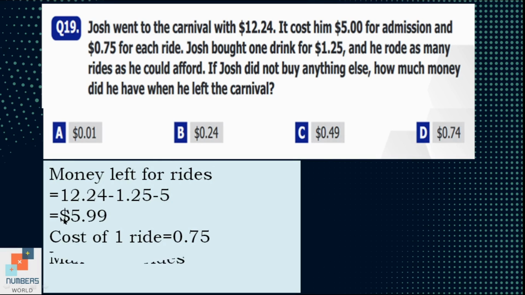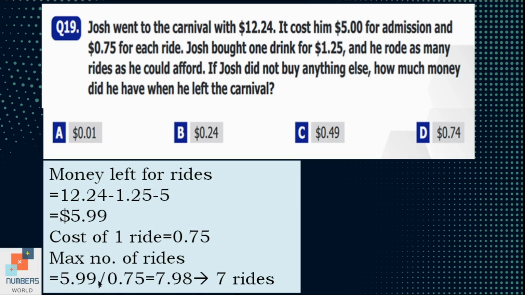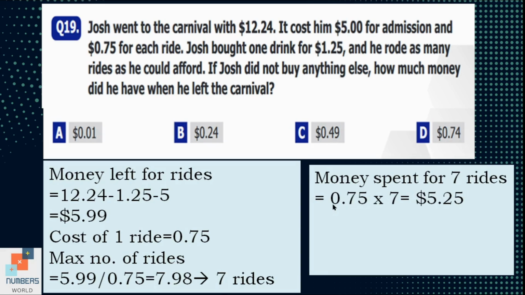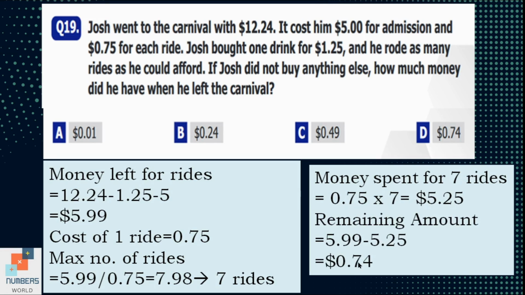Now, to find out the maximum number of rides he can take, we will divide the remaining money by the cost of one ride, which is equal to 7.98. So we will round it down to the nearest whole number, which is 7. So he can take 7 rides. To find out how much money will be spent on 7 rides, we will multiply the cost of one ride by the number of rides, which is equal to $5.25. So we will subtract it out of the remaining money. So he has $0.74 left when he left the carnival.